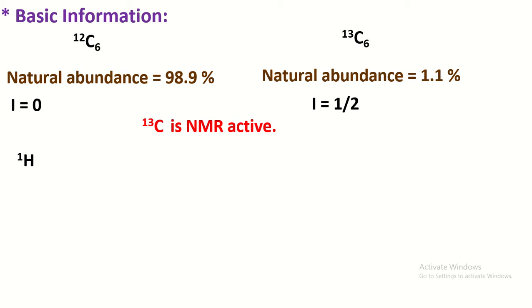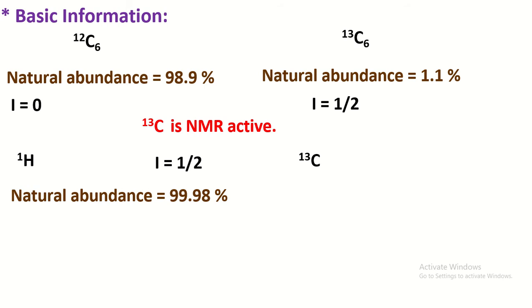Friends, then compare the H-1 nucleus with the carbon-13 nucleus. The natural abundance of H-1 is 99.98%, but that of carbon-13 is 1.1%. The spin quantum number is the same in both cases, H-1 as well as carbon-13, but the natural abundance is different. Therefore, the natural abundance of H-1 is more than that of carbon-13.